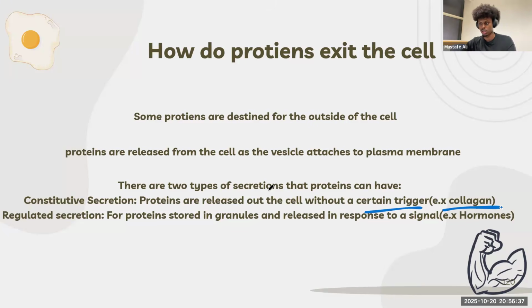A good example could be collagen. Whilst regulated secretion is when proteins are stored in vesicles, in granules, and they're released in response to a signal. A good example could be insulin. Once you eat food, your blood sugars spike. That's when insulin's released. So proteins that are released due to a signal are released via regulated secretion, whilst proteins that are just released without any trigger are known as constitutive secretion. Okay? Did that make sense, guys?